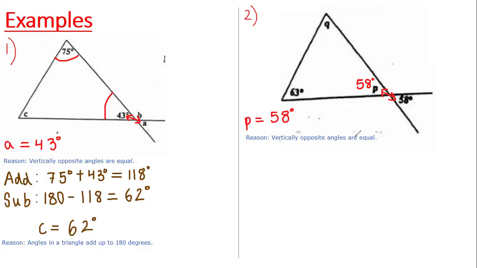Next, we have, so vertically opposite angles are equal. And so we know that if this is 58, we have 58, we have 63. So how are we gonna get Q? We're gonna do what? Add. So we're gonna add what?